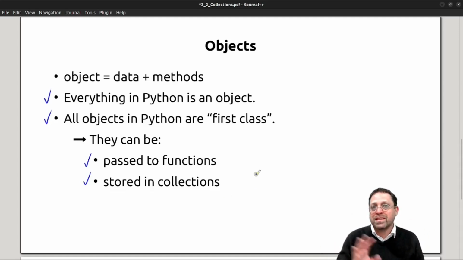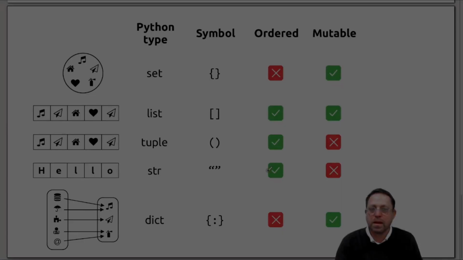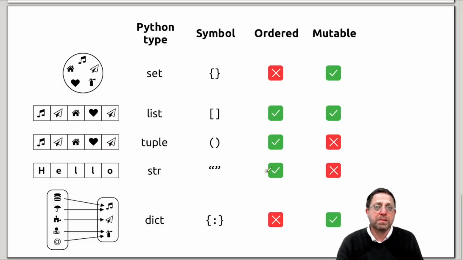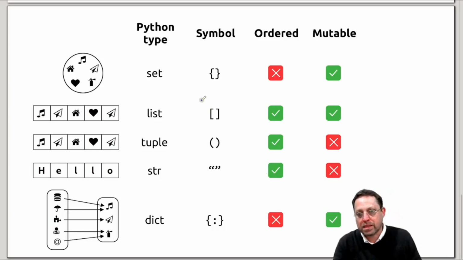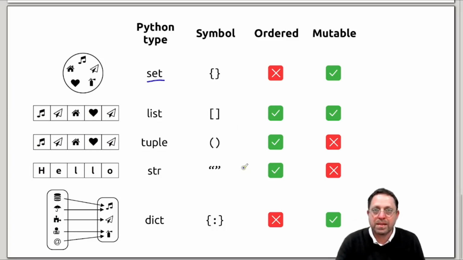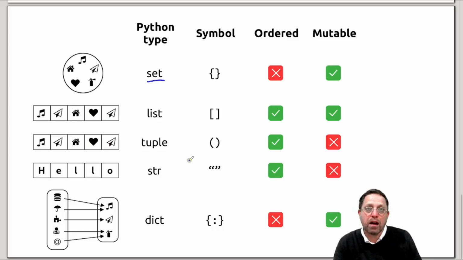So we've established what objects are. Everything in Python is an object. Let's get back to collections and go over the different types of collections that exist. This table illustrates the different types of collections that we have available in Python. So let's begin with the most basic type of collection, which is the set. A set in Python is similar to a set in mathematics. That is, it is an unordered collection of unique objects.